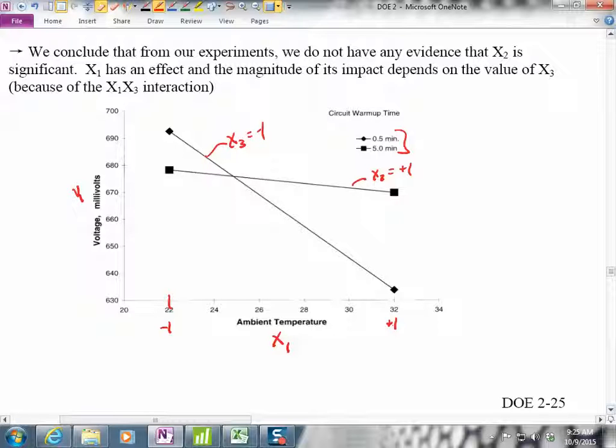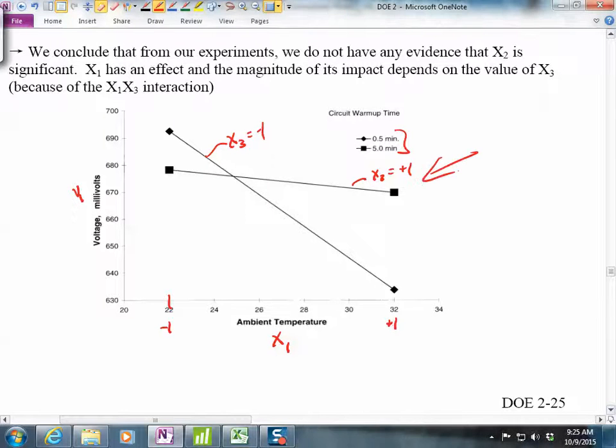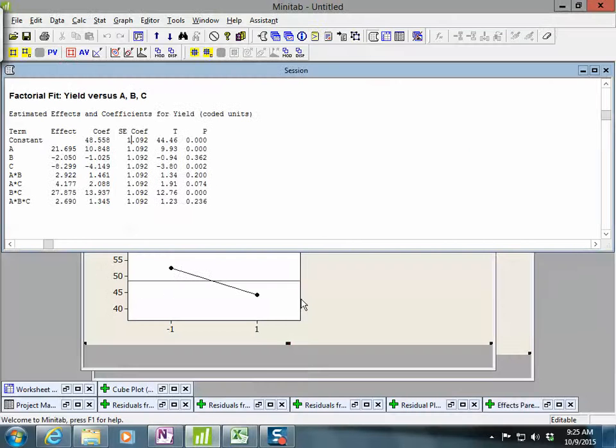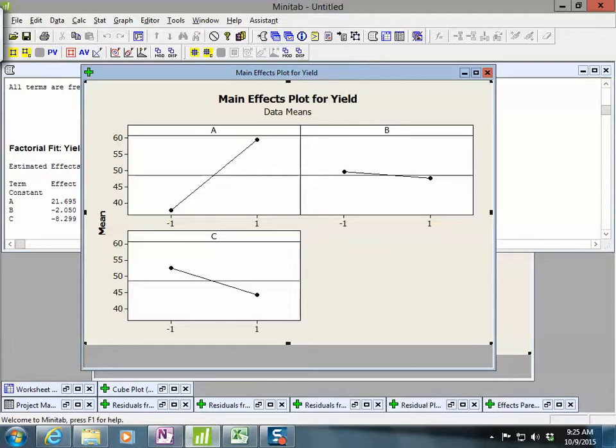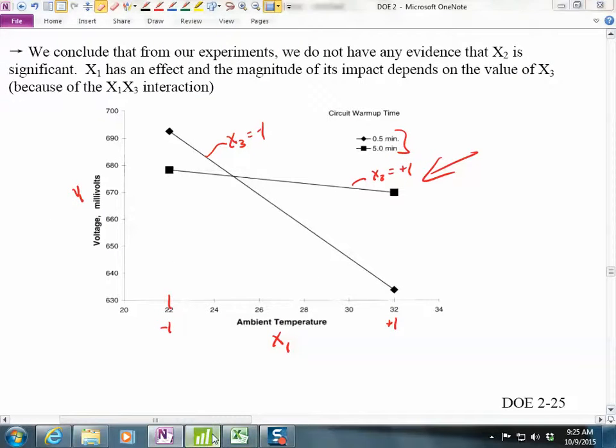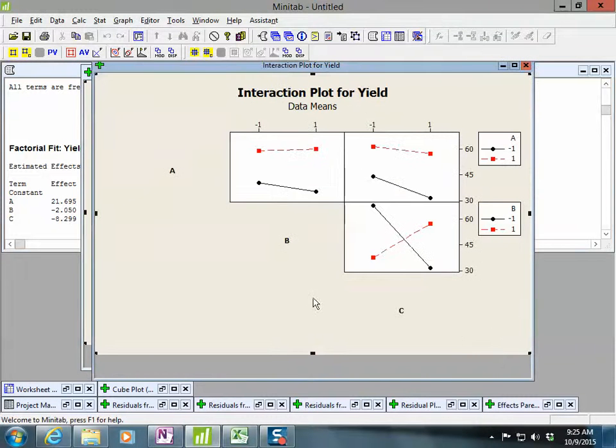Yeah? Minitab will generate this, and it will look like, well, I'll find it in Minitab. It'll look like this. It'll generate all three, and then you'll pick the one that's significant.